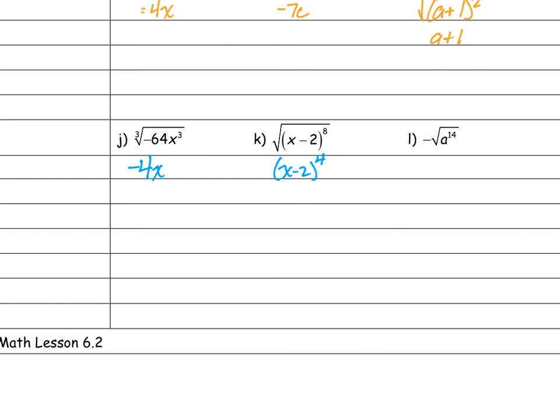Okay, what's the negative square root of a to the 14th? Negative a to the 7th. There you go. Because I have 14 a's, so how many groups of 2 a's do I have? 7. Yeah, there you go. Good job.